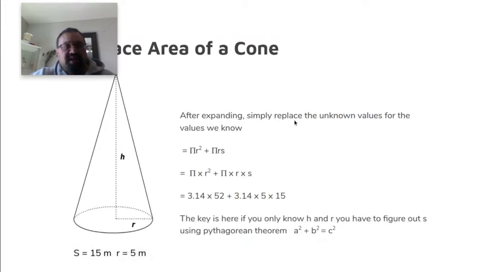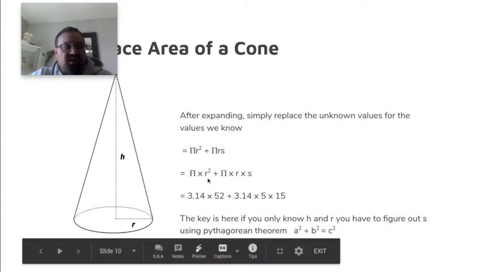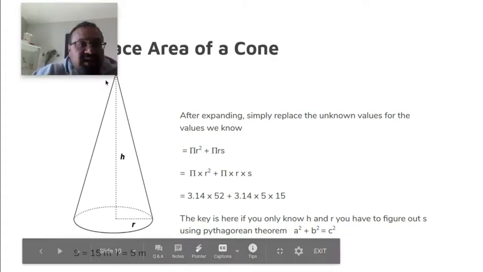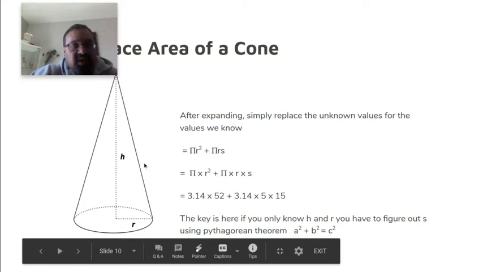Now, after expanding, we simply replaced the unknown values with known values. Pi is 3.14. R squared is not 52, it's actually supposed to say 5 squared. Pi is the same, r is the same, s is the same. Key element to know here: in this picture, you've only been given h and r. To find the s, we need the Pythagorean theorem, a squared plus b squared equals c squared. This being a squared, this being b squared, and this being c squared, and that's how you would determine it.